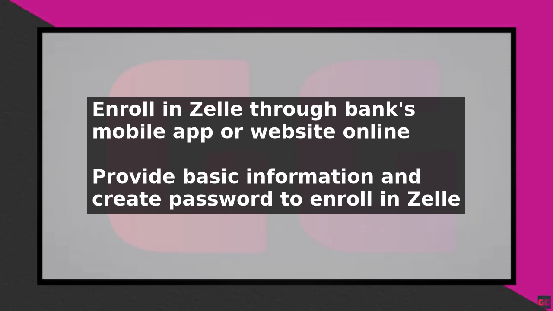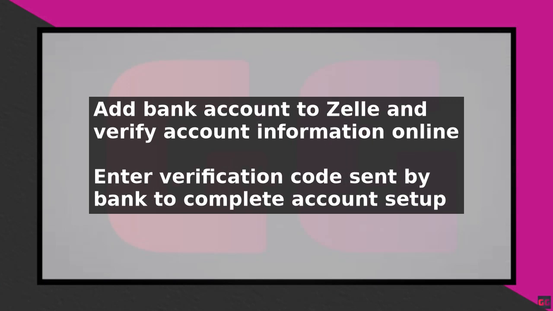After you have added your bank account, you can start using Zelle to send and receive money. To send money, simply select the recipient's email address or mobile phone number, enter the amount you want to send, and add a memo if desired. You can also request money from someone using Zelle by sending them a request.